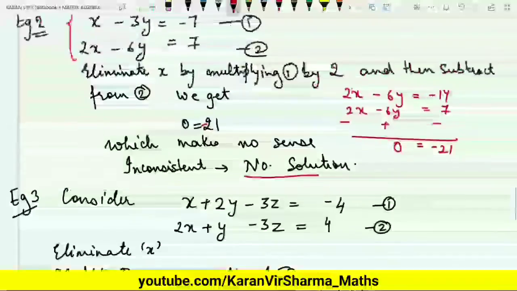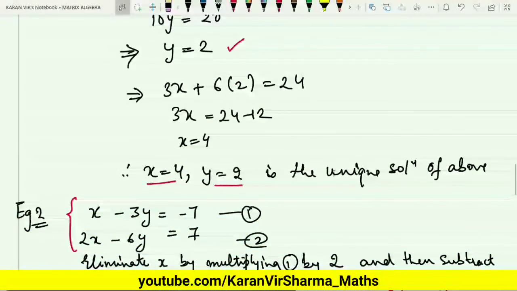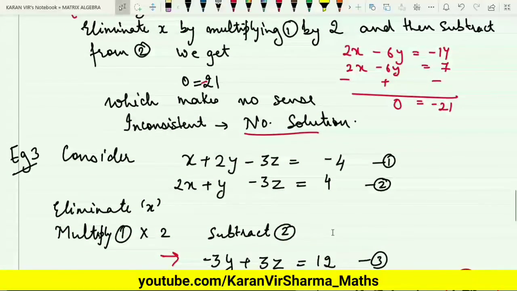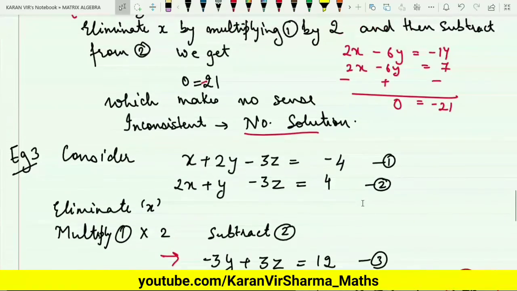So I have discussed three examples here. In the first example, we observed that the solution was unique. In the second case, we observed that the system was inconsistent, that is, no solution exists. And in the third, we saw that there were infinitely many solutions corresponding to the system of linear equations.